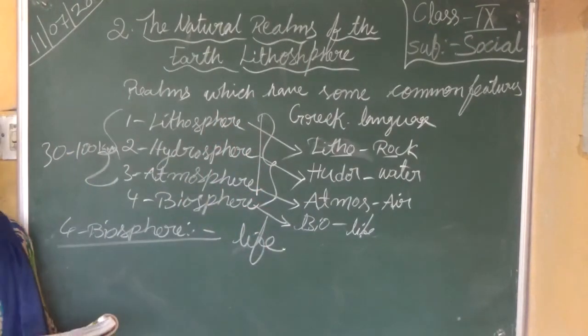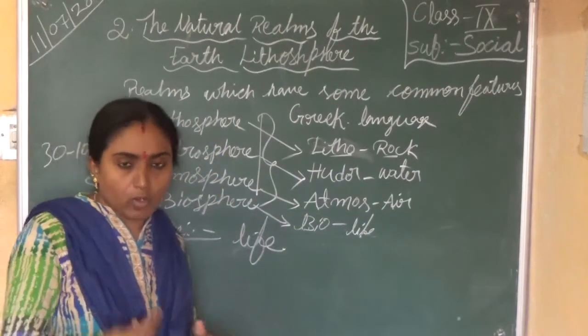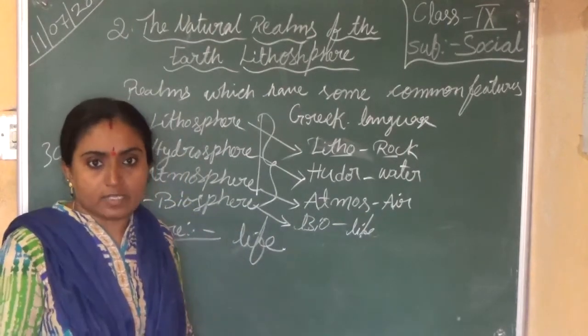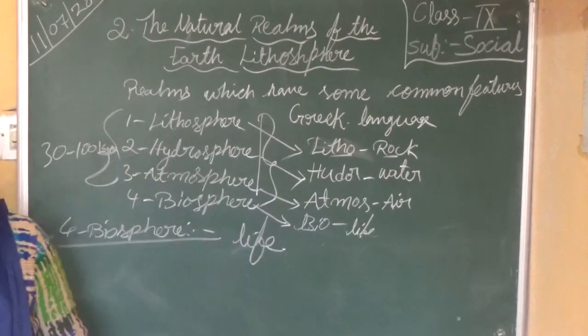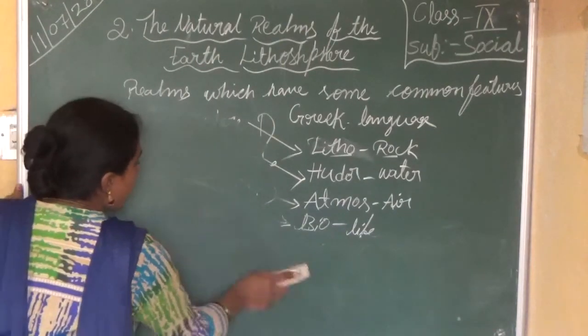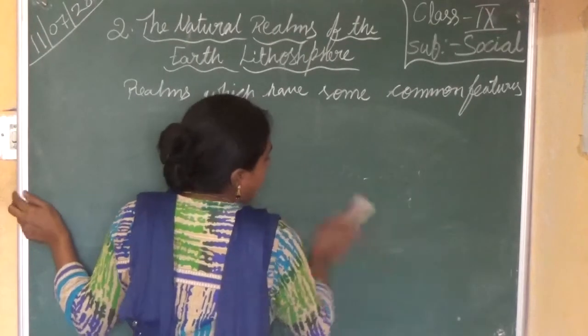Okay, and next, first, lithosphere. We can learn deeply and broadly what the lithosphere is in this lesson. Lithos means rocks. Rocks means landforms. We have some landforms.